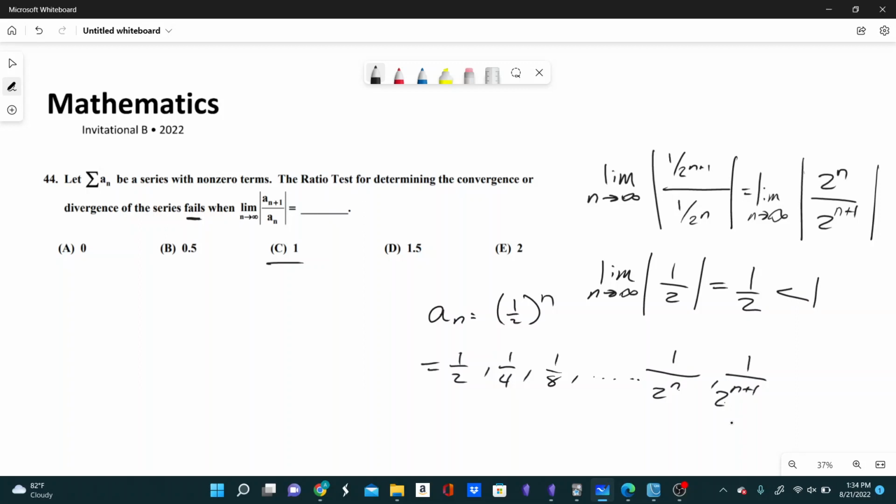And that's less than 1, and so we know that this sum is going to converge. The sum of all of these terms is going to converge. So it's less than 1, so we know it converges. If it's greater than 1, it's going to diverge, and if it's equal to 1, which is what this question is asking for, then we don't know what's going on. We have to use some other kind of test.